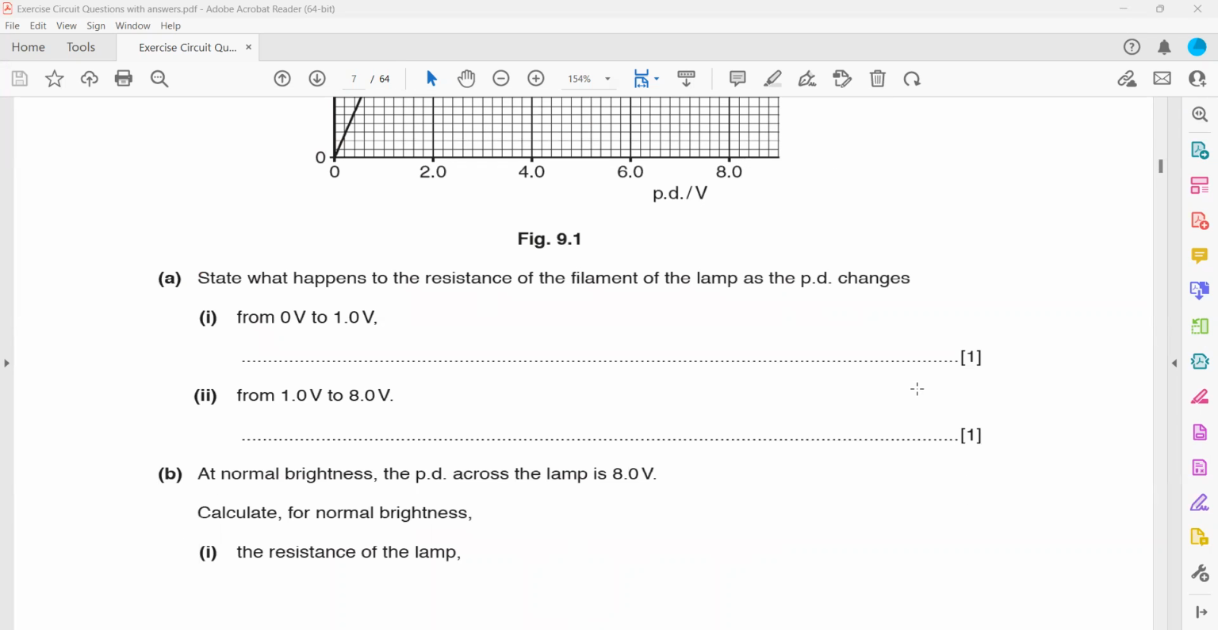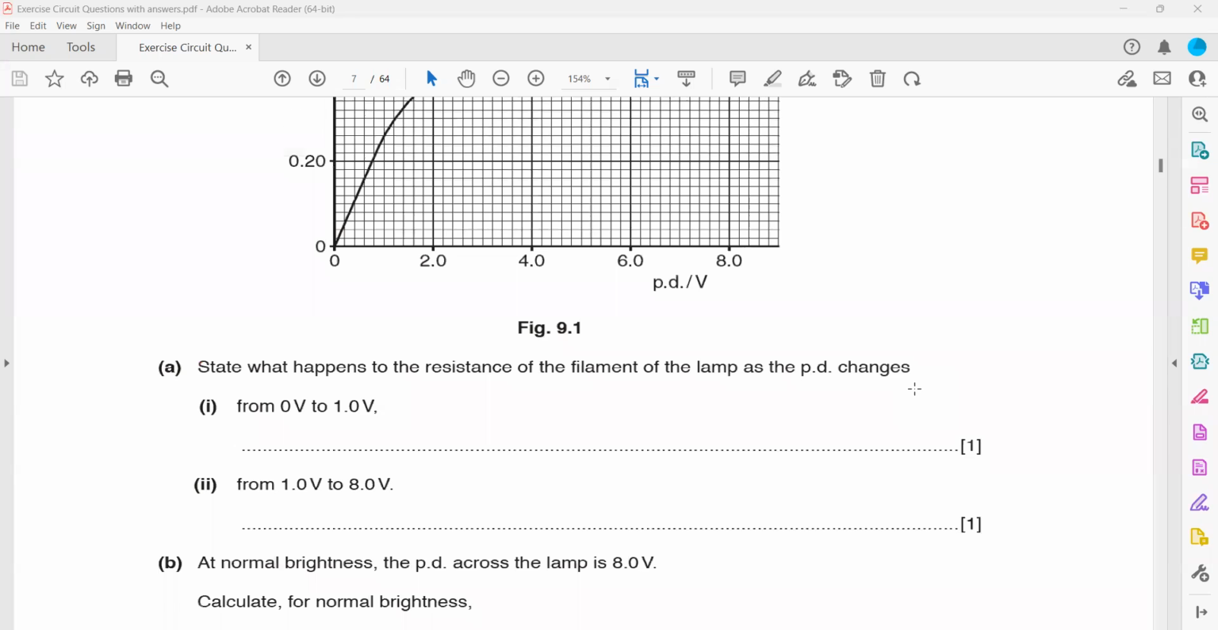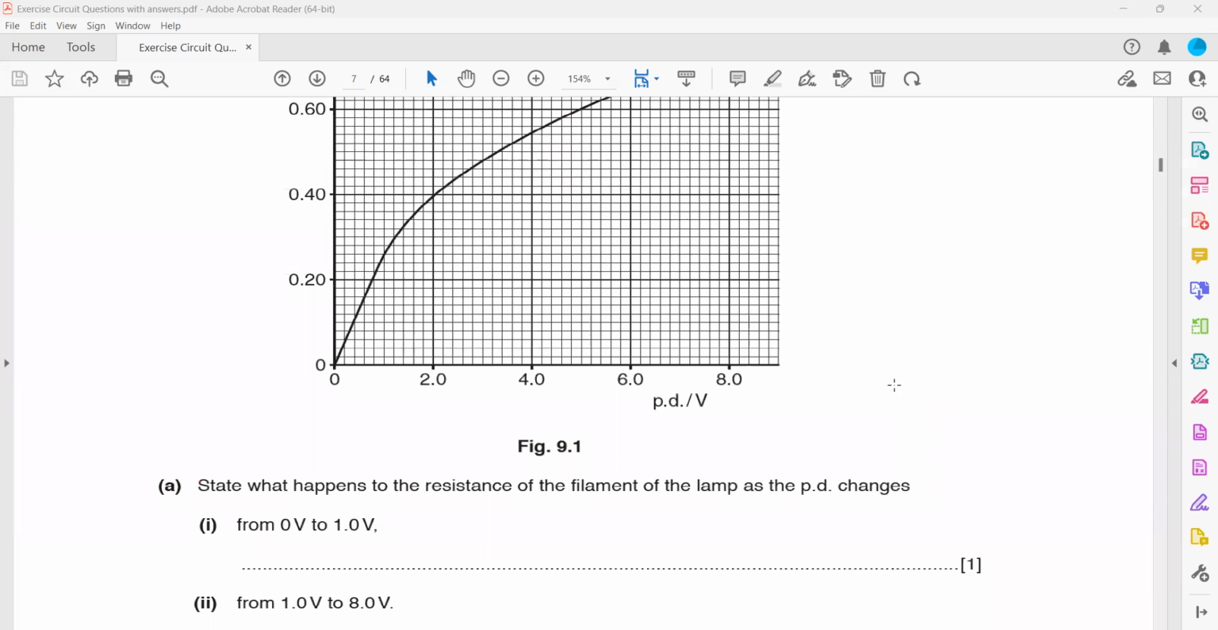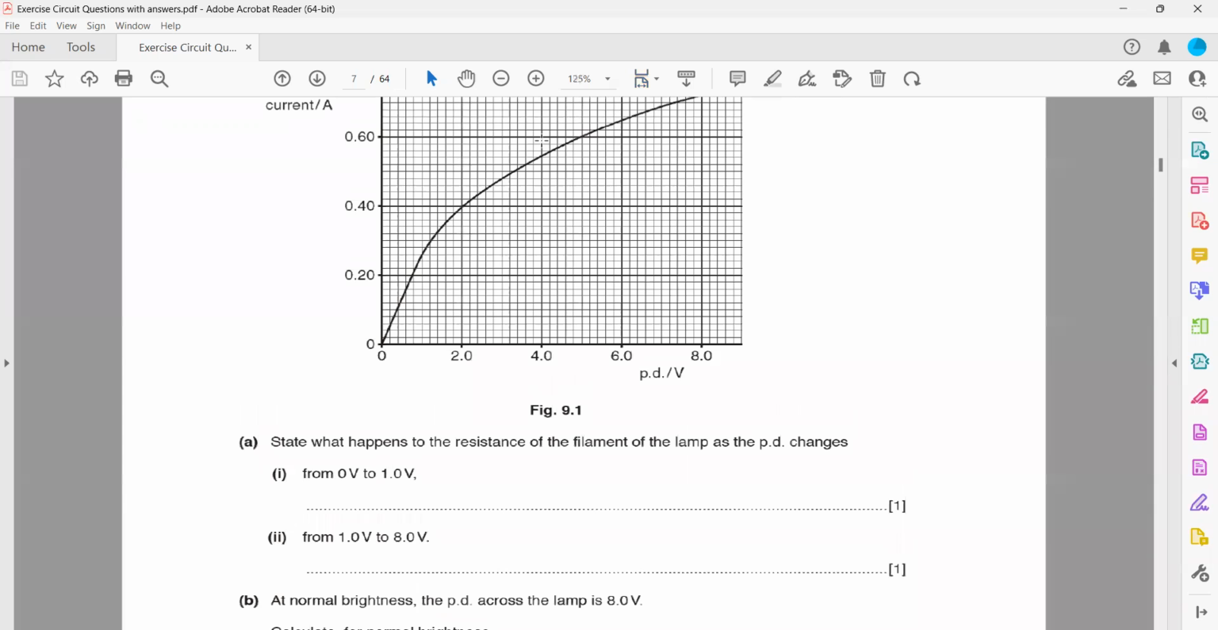State what happened to the resistance of the filament lamp from 0 to 1 volt. What happened to the resistance? Do you find any change from 0 to 1? It's a straight line, this part. Is there any change in resistance? If it's a straight line, no. So there is no change in resistance, so we can say it is constant.